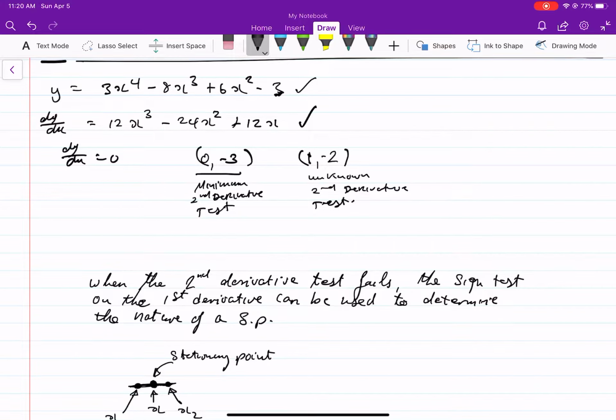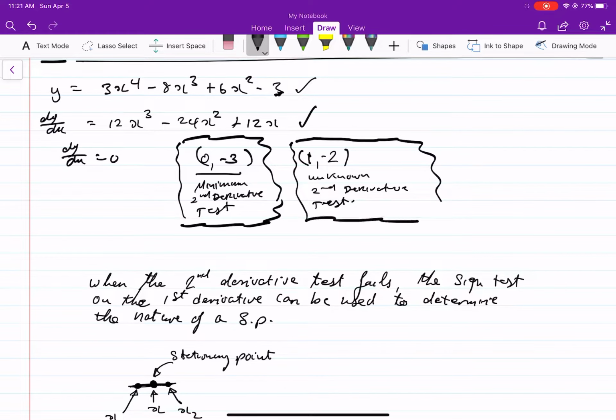We had found that there were two stationary points. I'm not going to go through the details again. You can go back to the previous video to check. We found that there were two stationary points, and for one of them, at 0, minus 3, the second derivative test was able to tell us that that stationary point was a minimum. However, for the second stationary point at 1, minus 2, the second derivative test failed. It could not tell us what type of stationary point we had.